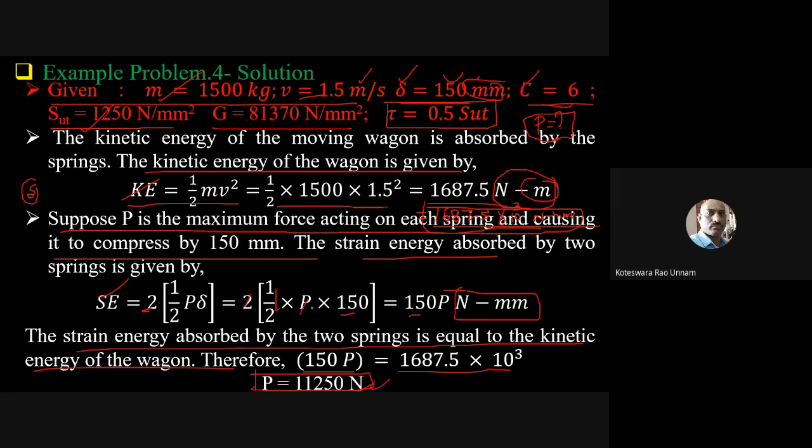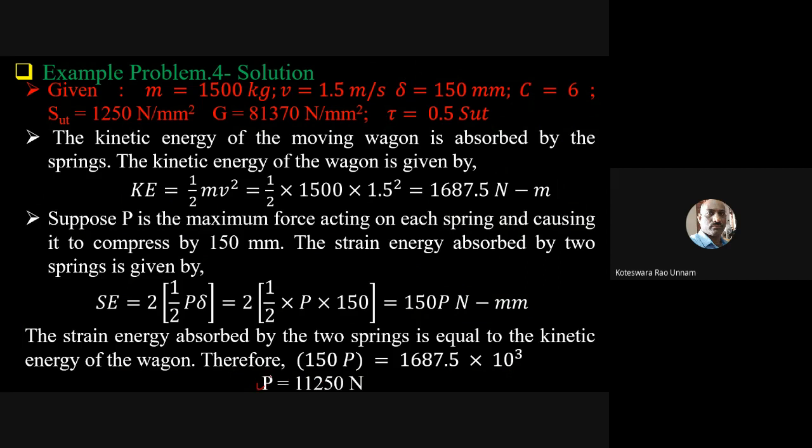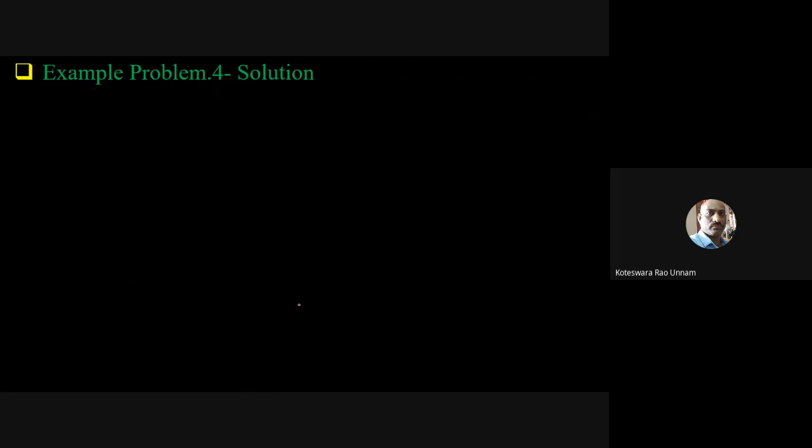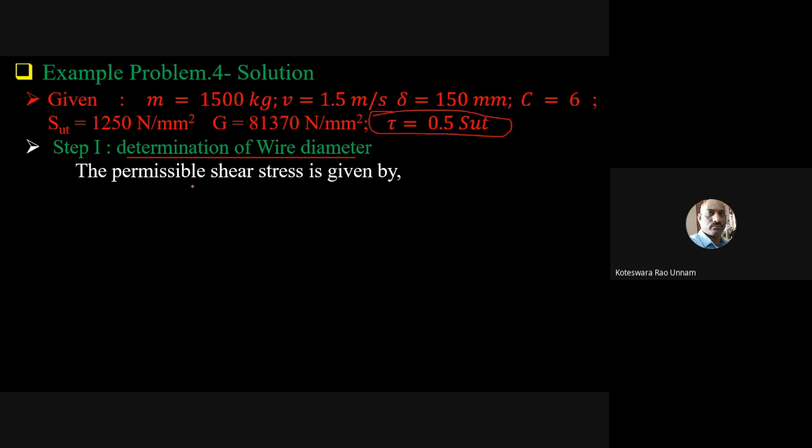Now use the deflection equations and stress equations to determine the parameters of the spring. I'll take P as 11,250 newtons and first calculate the wire diameter. For that, first we compute the allowable shear stress, that is the permissible shear stress, given by 0.5 times SUT, which comes out as 625 Newton per mm square.